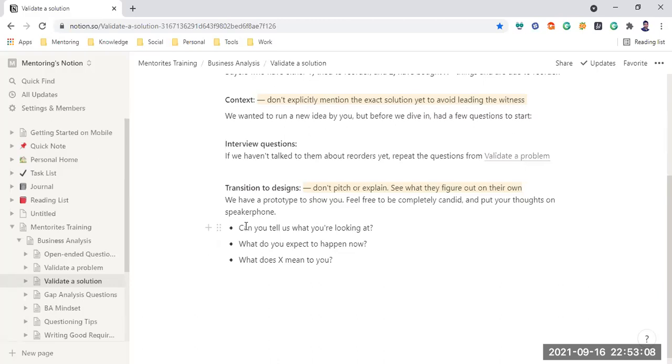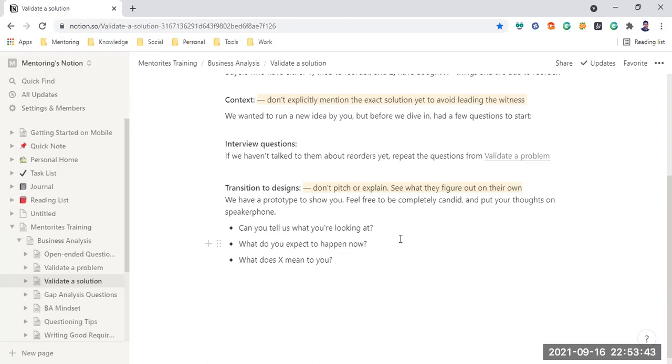questions. So can you tell us what you're looking at? What do you expect to happen now, and what does this mean to you? When you ask questions like these, they will tell you what their exact understanding is. For example, let's say you have put the login screen at the top right, and the user looks at the screen for 5 minutes, and after 5 minutes he asks you, where is the login screen? I'm not able to find it. That's a good indicator for you that you have not designed the login screen. You've not considered the user experience when you're designing the screen.